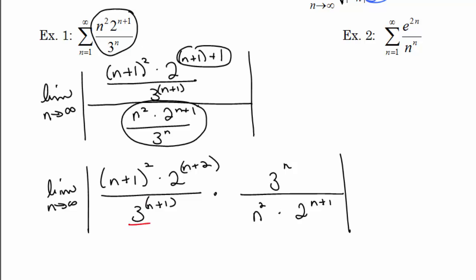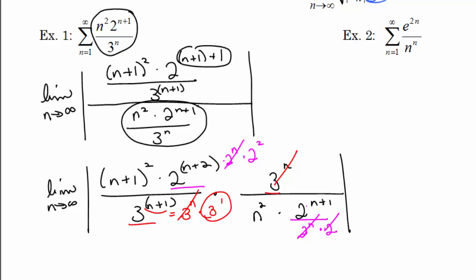Okay, so first of all, here and here, we have the same base, so we can keep the base and subtract the exponents. So remember, this is 3 to the n times 3 to the first power. Remember, keep the base, add the exponents. So I can divide that out, and I'm left with a 3. Same thing here. Okay, so this is the same as 2 to the n times 2 squared, and this is 2 to the n times 2. So those divide out, and that just leaves you a 2.